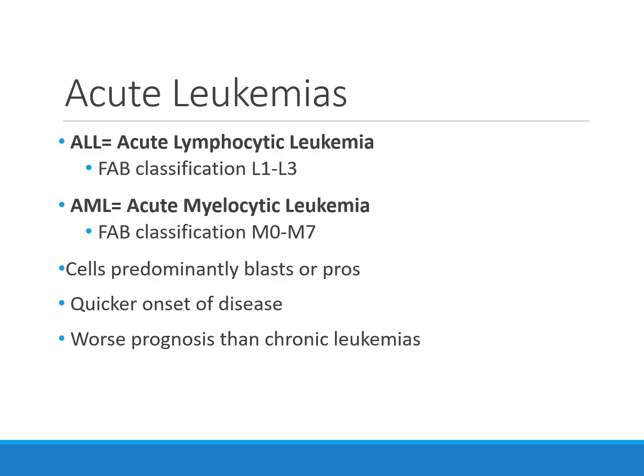So what we're going to be looking at in terms of diagnosing an acute leukemia is the maturity. And what we're going to see in acute leukemias of both ALL and AML are predominantly blasts, either myeloblasts or lymphoblasts or promyelocytes or prolymphocytes. It is more aggressive. It is a quicker onset of disease, and unfortunately, patients with acute leukemias tend to have a worse prognosis than those with chronic leukemias.